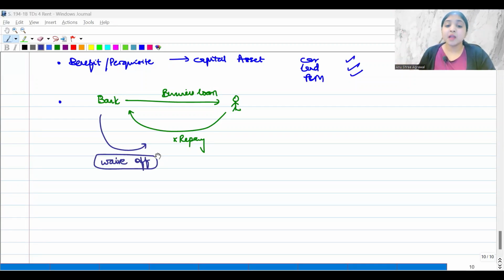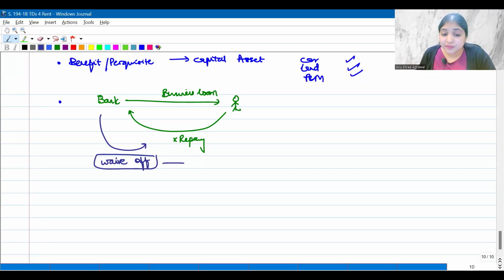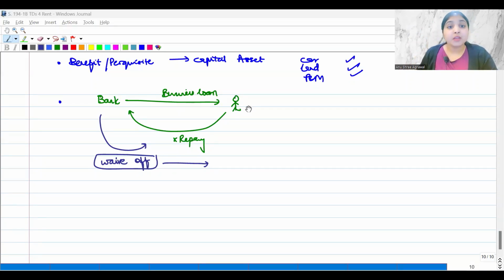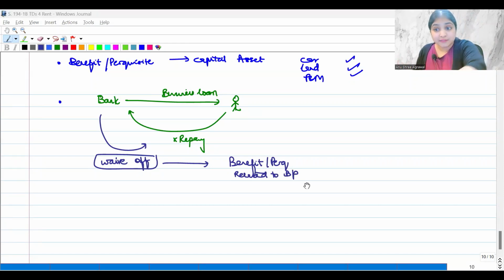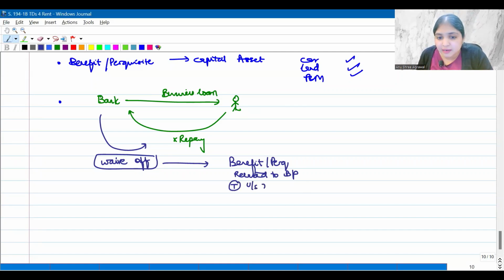No need to repay. Now, do you agree this waiver of business loan means Green does not have to repay his business loan? So, of course, Green has enjoyed some benefit or perquisite, guys. And this benefit or perquisite, of course, is related to his business or profession because a business loan is waived. And this benefit is taxable under section 28 clause 4 for Green.